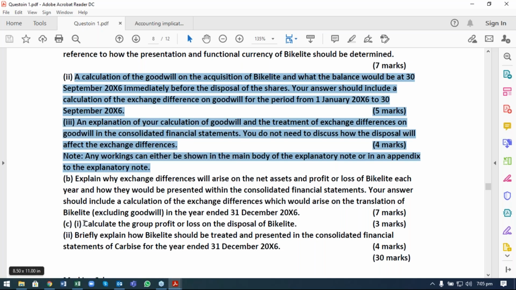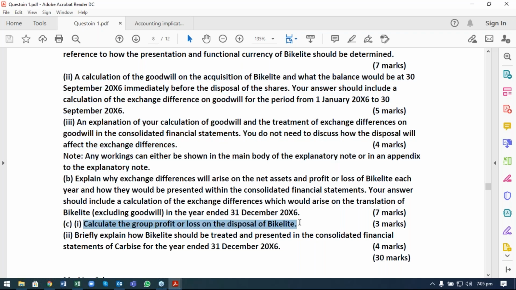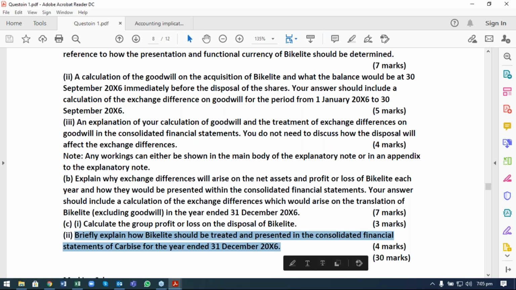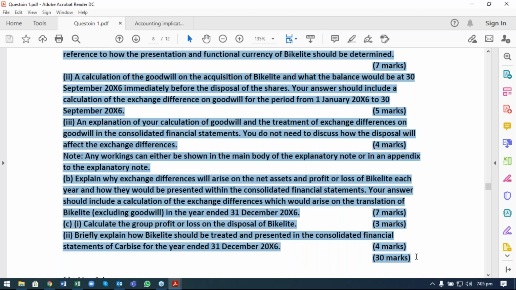The third requirement is to calculate the group profit or loss on disposal of Bakelite. What was the gain or loss that arises on disposal of that company, and briefly explain how Bakelite should be treated and presented in the consolidated financial statements of Carbise for the year ended 31st December. So all these requirements are related to the foreign exchange gains and losses that might arise on a foreign subsidiary.